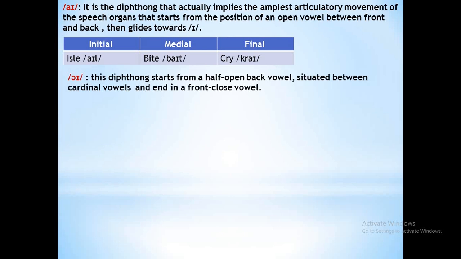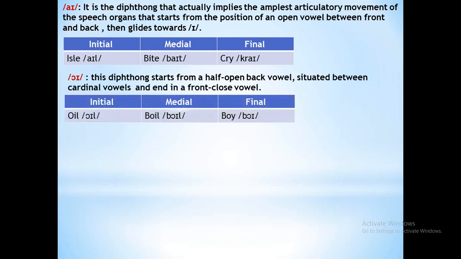Oi. This diphthong starts from a half open back vowel situated between cardinal vowels and ends in a front closed vowel, like oil in initial, in middle we have boil, and in final we have boy.